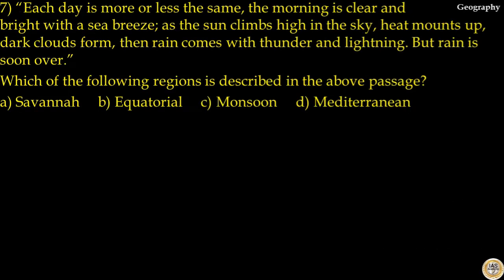Question number 7. Each day is more or less the same. The morning is clear and bright with a sea breeze. As the sun climbs high in the sky, heat mounts up. Dark clouds form, then rain comes with thunder and lightning. But rain is soon over. Which of the following regions is described in the above passage? Options are savanna, equatorial, monsoon, Mediterranean. The answer to this question is option B, equatorial.